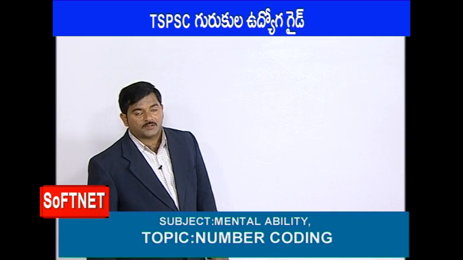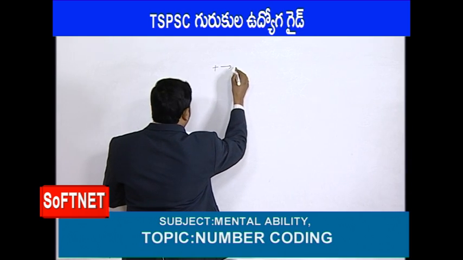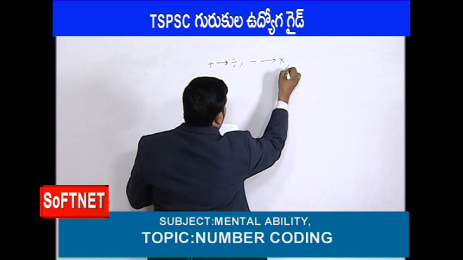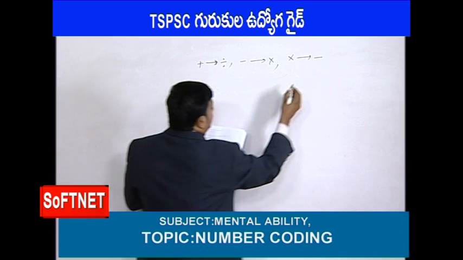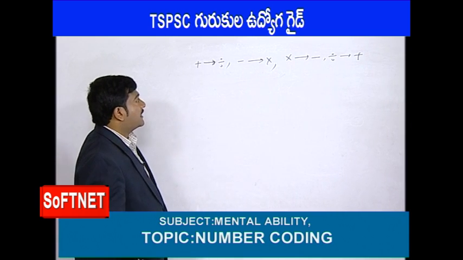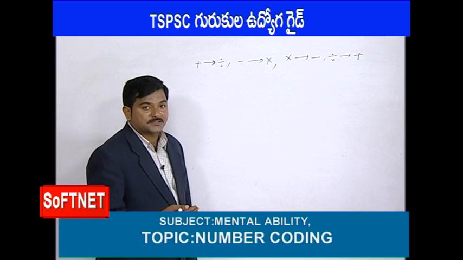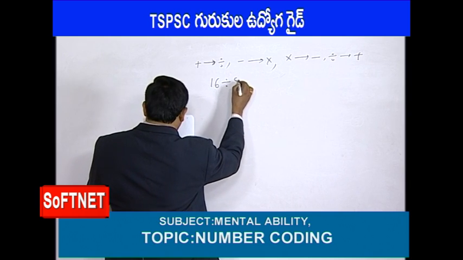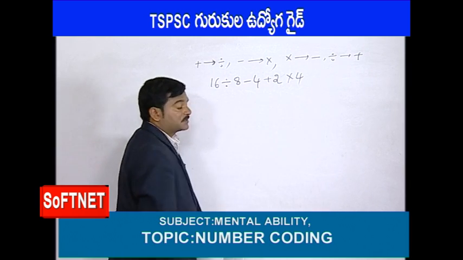Now we will discuss the second model in mathematical coding. For example, in a certain code language, plus means divided by, minus means into, into means minus, and finally divided by means plus. I repeat this question once again. Then he asked to find the value of 16 divided by 8 minus 4 plus 2 into 4.